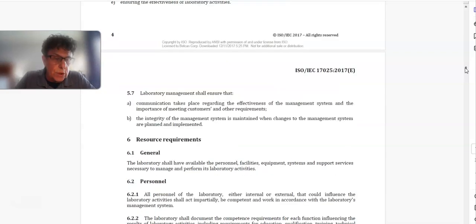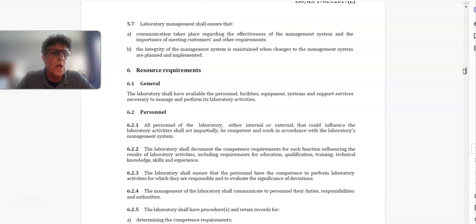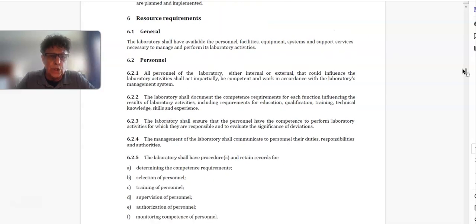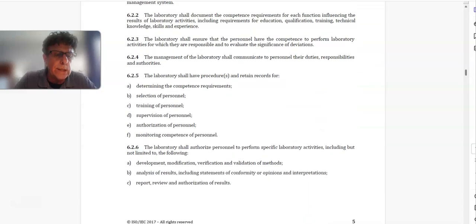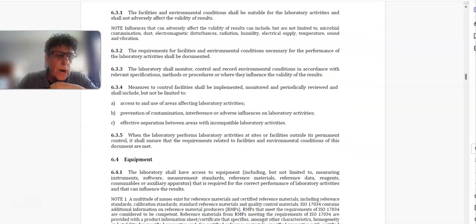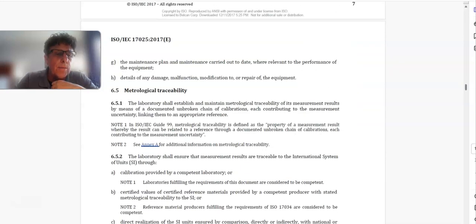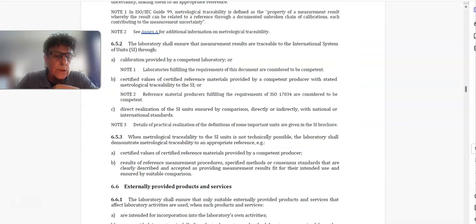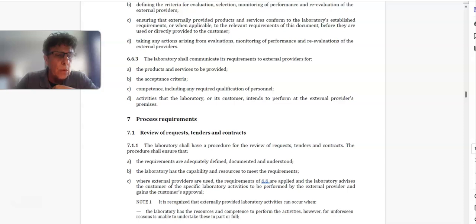Then there are resource requirements. Resource requirements are broken up into several sections. You have general resource requirements, which are just resources that are specific to the laboratory. They have personnel resource requirements. Obviously, these are employee requirements, things like that. And then you get into section 6.3, which are facilities and environmental conditions. This is all part of resource requirements. Equipment, requirements for equipment. You have requirements for metrological traceability, and then externally provided products and services. These are all part of these resource requirements.